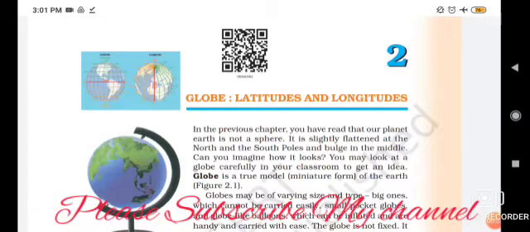In this video, we will be looking into globe, latitudes and longitude. That is part of your syllabus NCERT Class 6 Geography Chapter 2.